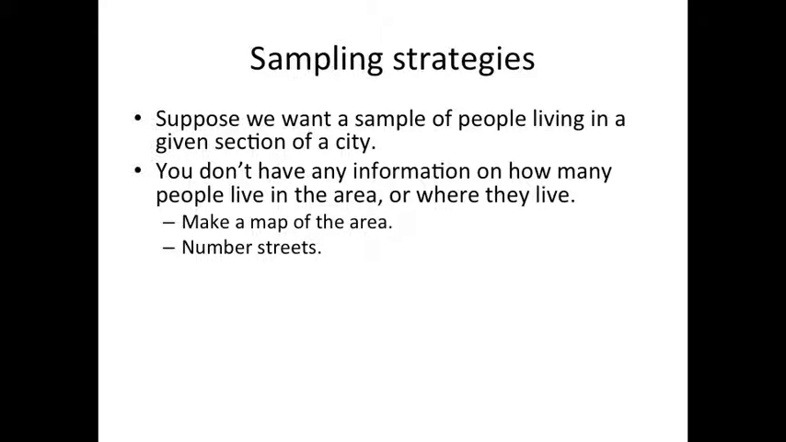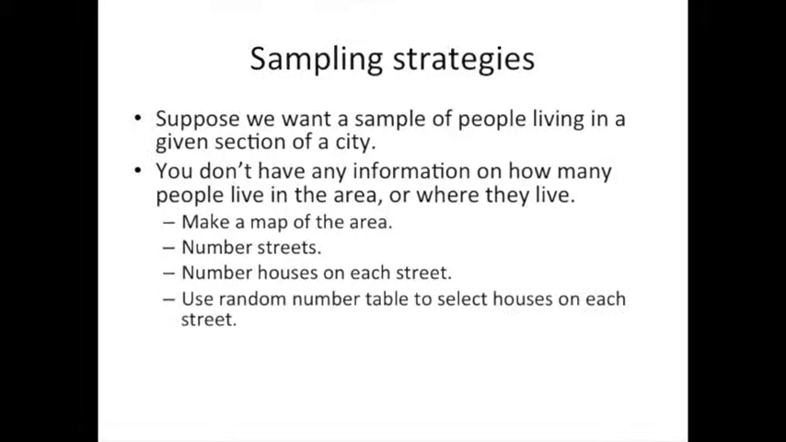Next, you need to number each of these streets. After that, devise a system for numbering houses on each street. So for example, you could start at the northeast corner and then go clockwise until you get back to the northeast corner. Next, use a random number table, as we discussed before, to select people by house and street.